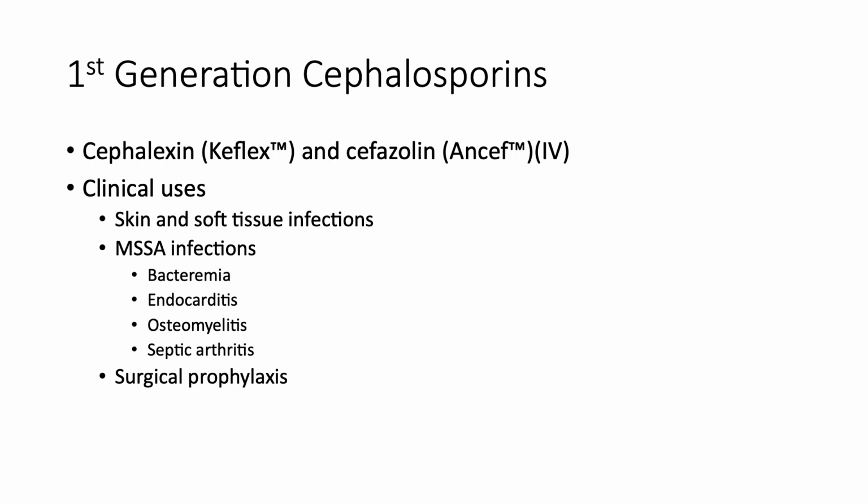So the clinical uses are going to be skin and soft tissue infections like cellulitis, and any MSSA infections. So that's methicillin susceptible Staph aureus. So if you have Staph aureus in the blood, endocarditis, osteomyelitis, which is a bone infection, or septic arthritis, these first generation cephalosporins are very good for MSSA. It's also commonly used for surgical prophylaxis. You'll give a dose after surgery to make sure people don't get surgical site infections.